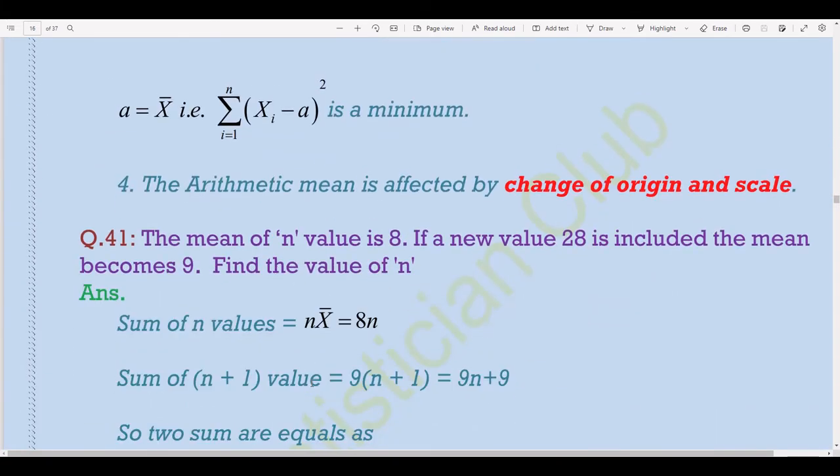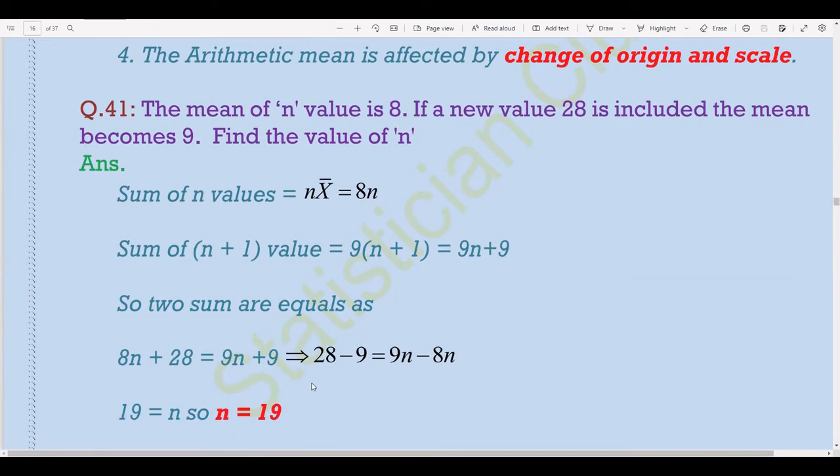This is the third property. Fourth property: the arithmetic mean is affected by change of origin and change of scale. Change of origin means adding something to each observation. For example, your data set is 5; I add 2, 5 plus 2. Next is 7, 7 plus 2, 9 plus 2. So this represents change of origin. And change of scale is when you multiply or divide.